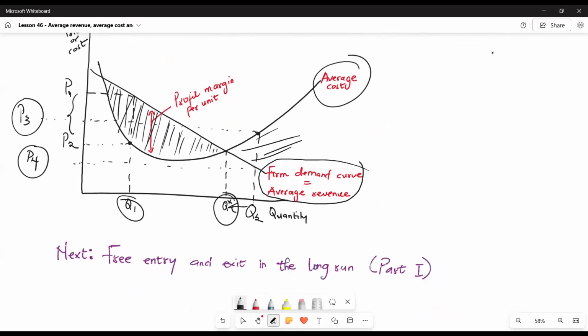So this is all that we have on our lesson on average revenue, average cost, and the profit margin. Our next lesson will be on free entry and exit in the long run.